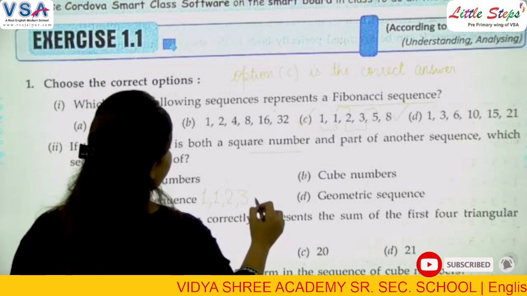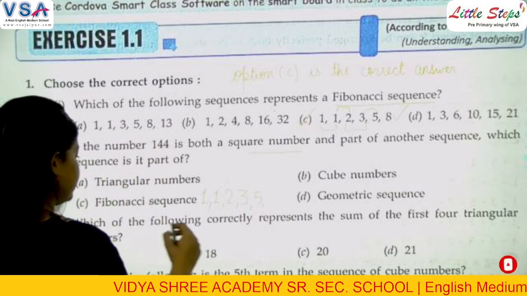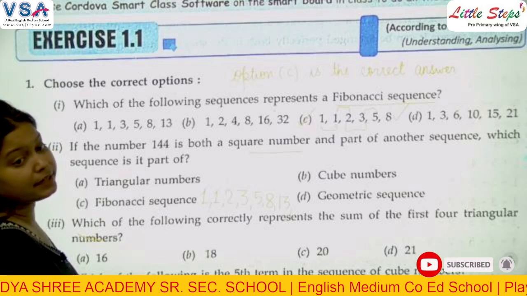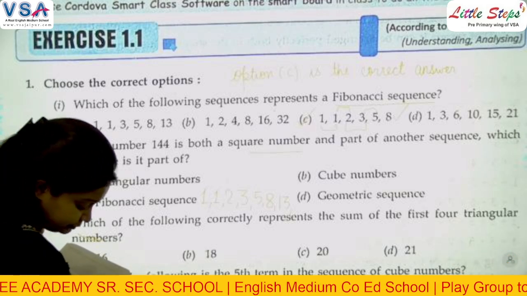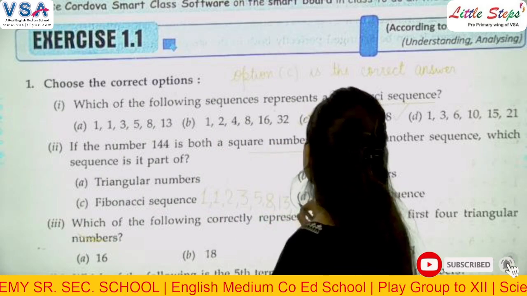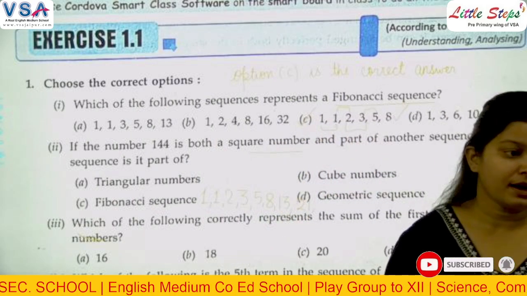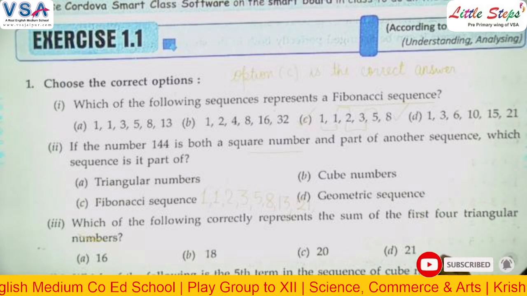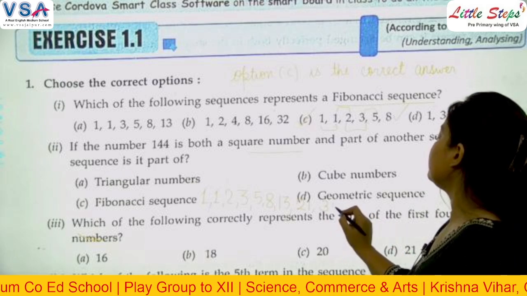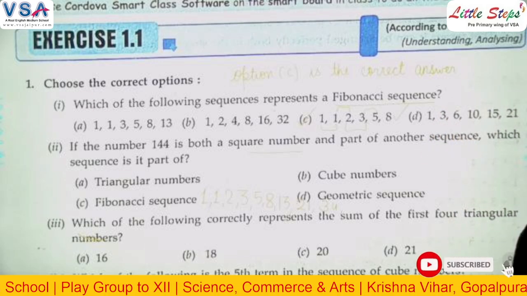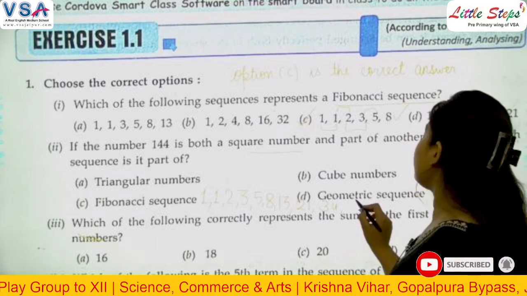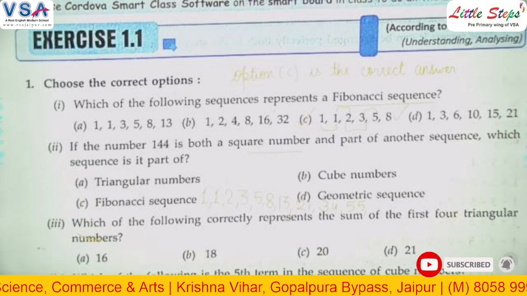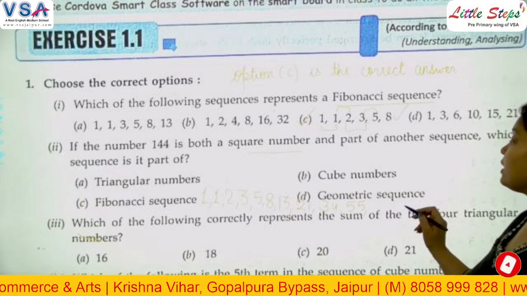Then 5. After that, 8, then 13. Then add 8 and 13. Add fast. 21. After that, the next number is adding 21 and 13. It is 34. Then the next number will be 55. Yes, it is correct. Then add 55 and 34. Add. What is it?